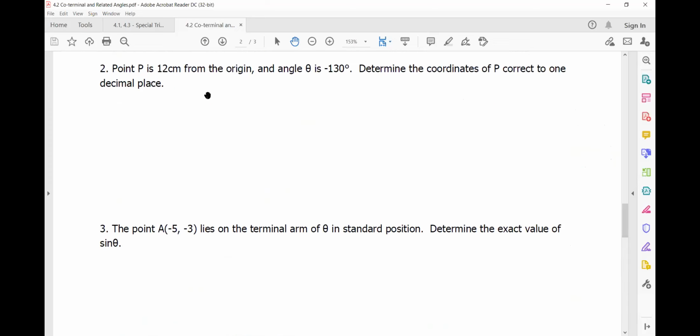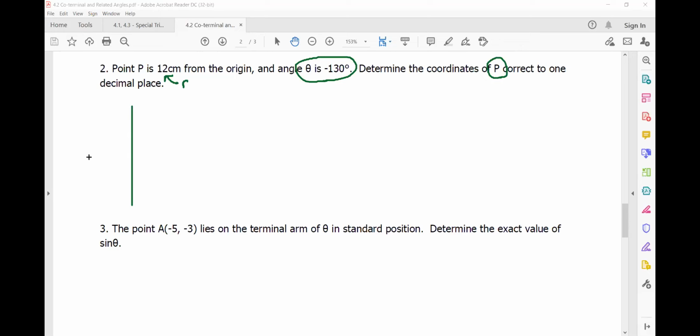Question 2. Okay, point P is 12 centimeters from the origin. That tells me that that's the radius. An angle is negative 130 degrees. Determine the coordinates of P correct to 1 decimal place. Okay, I can do that.